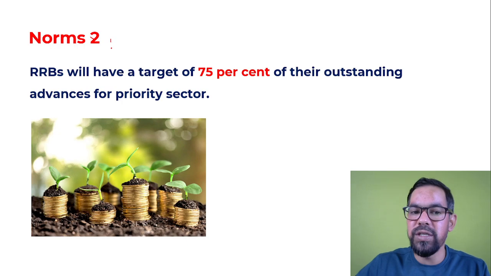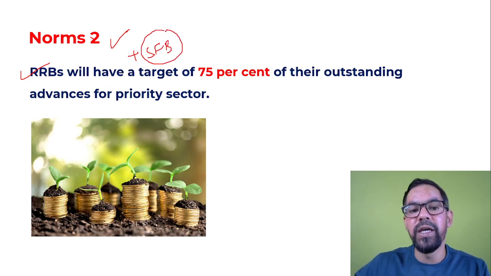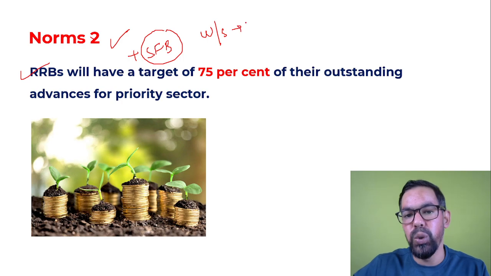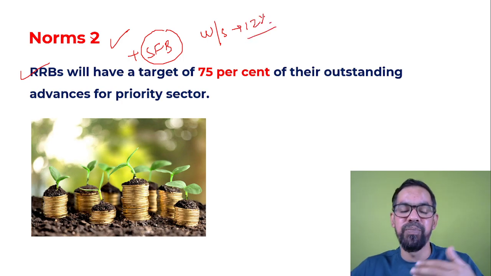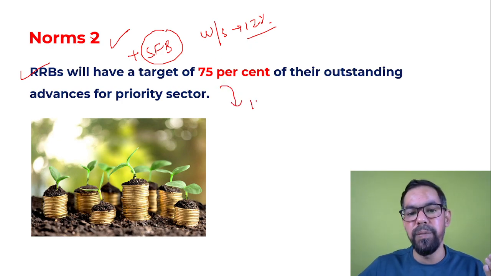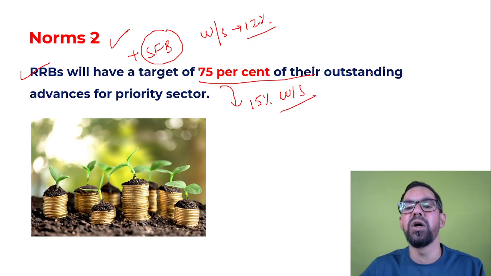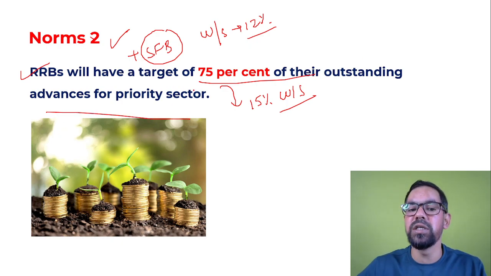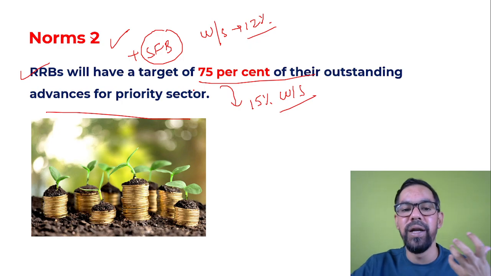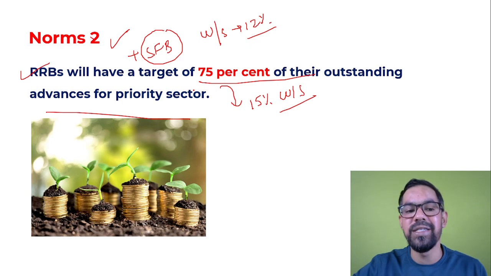Okay, so norms 2 is regarding RRBs, regional rural banks, or even small finance banks. The only change is that in weaker section they have to lend 12% as compared to the commercial banks. But RRBs have to lend 15% in weaker section. We'll come to the subnorms as well. RRBs will have a target of 75% of their outstanding advances for the priority sector. They do not have to maintain CRR and SLR, so that's why we use net annual credit or outstanding advances.